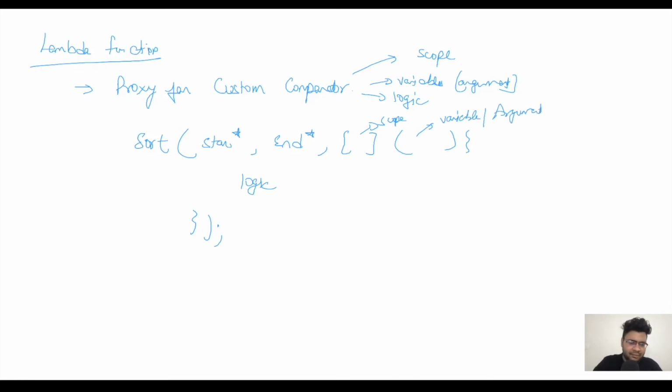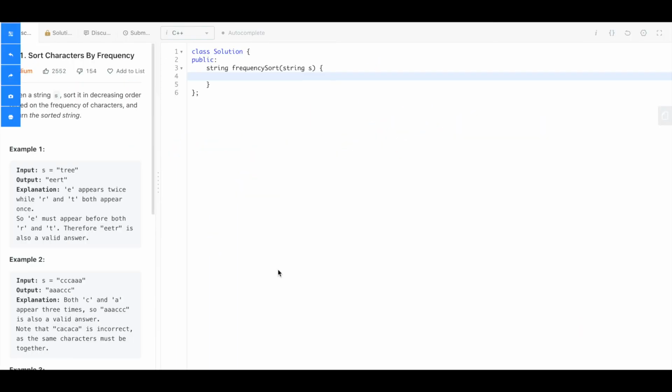Now you might be getting confused about what is what. So let us try to understand lambda function in custom comparator through a problem statement. If we read this problem statement, we have to sort the string s which is given to me on the basis of the frequency of characters.